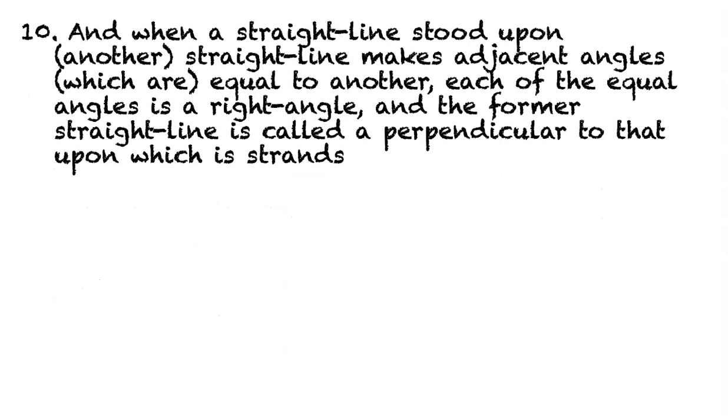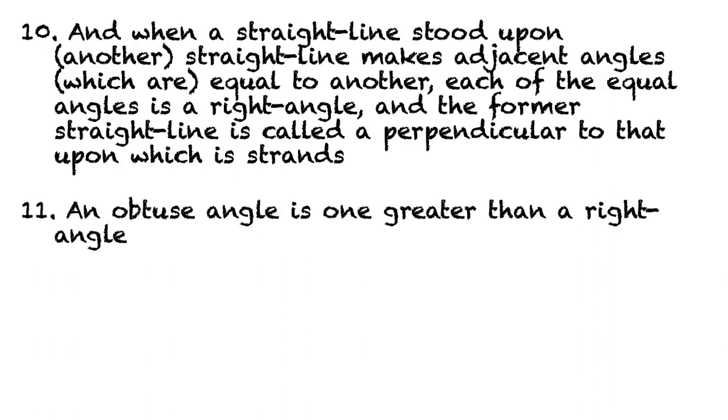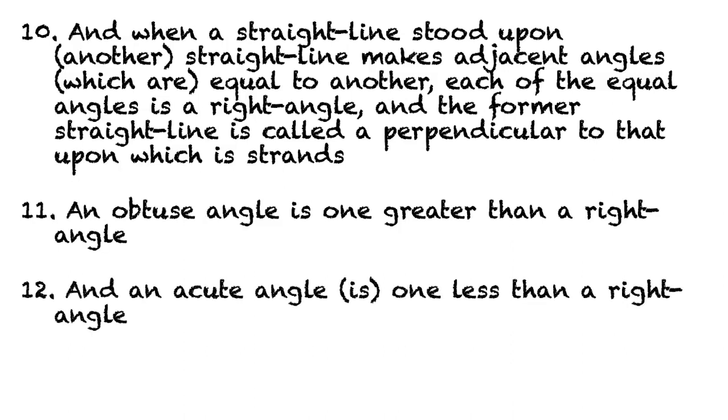10. When a straight line stood up on another straight line makes adjacent angles which are equal to one another, each one of the equal angles is a right angle, and the former straight line is called a perpendicular to that upon which it stands. 11. An obtuse angle is one greater than a right angle. 12. An acute angle is one less than a right angle. What we see here is a definition of right angle, as well as perpendicular, but only from one direction, meaning one line is perpendicular to the other, but not the other way around. We will prove that later.